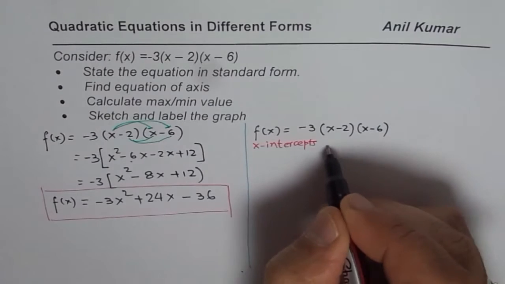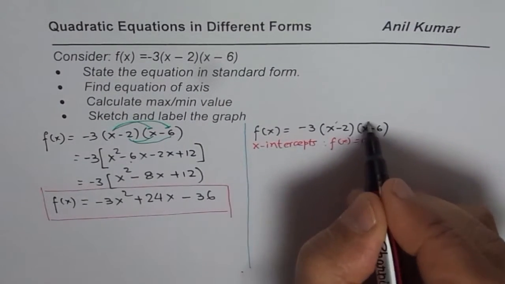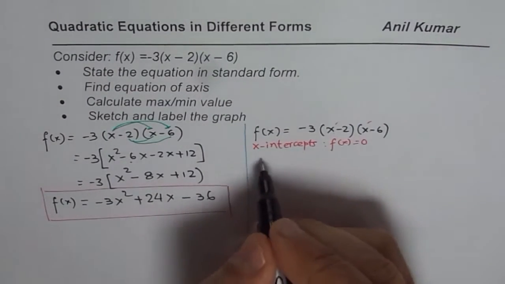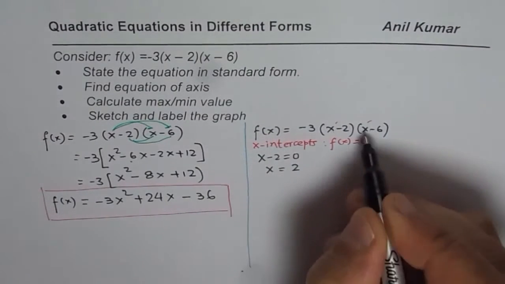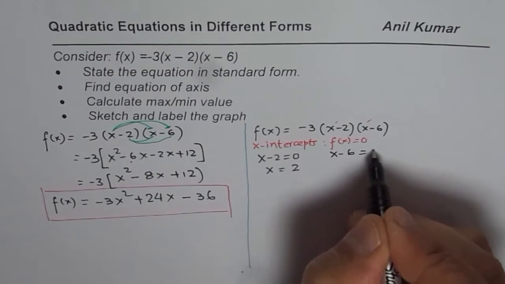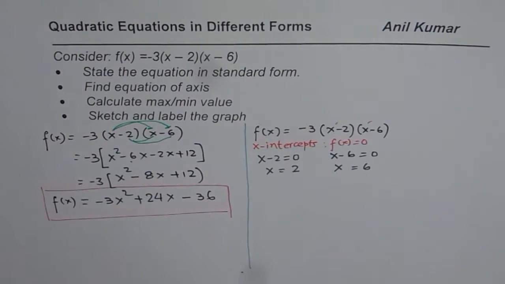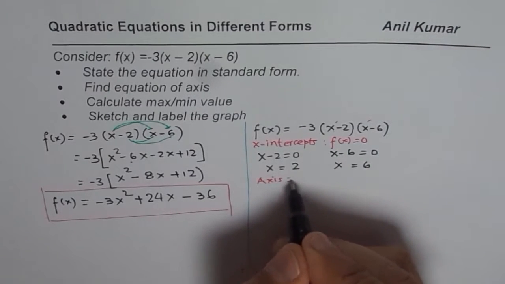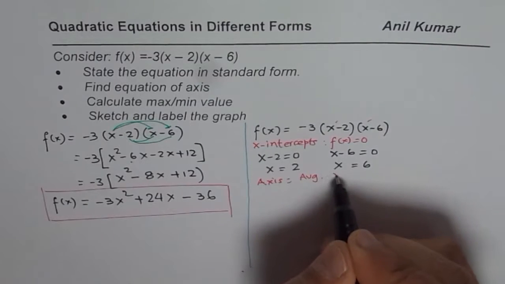The x-intercepts are where f of x is equal to 0, and that is going to be 0 if these factors are 0, right? So let's find the x-intercepts by equating them to 0. First is x minus 2 equals 0, so we get x equals 2. The second one is x minus 6 equals 0, so we get x equals 6. So these are my two x-intercepts. Once we have x-intercepts, we can find the axis. So the axis is equal to the average of the x-intercepts, right?